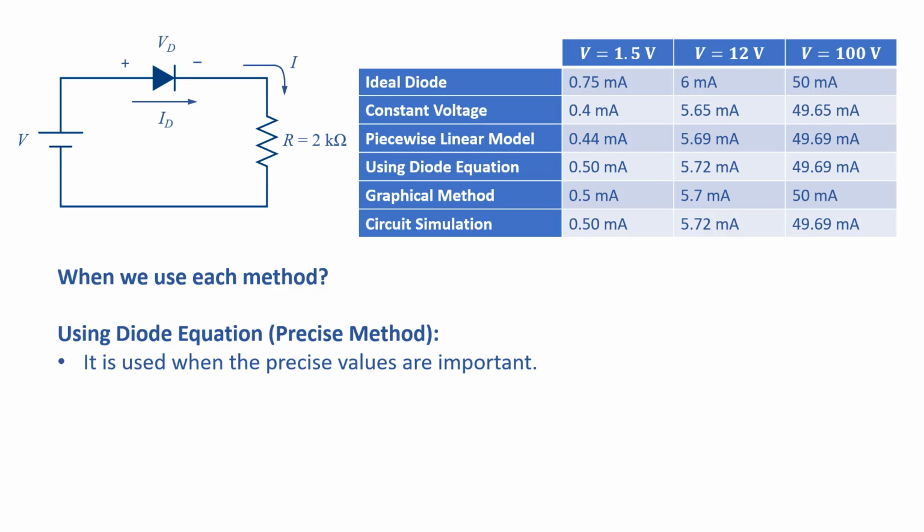Using the diode equation or precise method, obviously we use it when we want to have very precise values, when the precise values are important. If we want to use this method and if we want to have precise values, we should have the exact diode parameters. For example, reverse saturation current and ideality factor, we should know them.